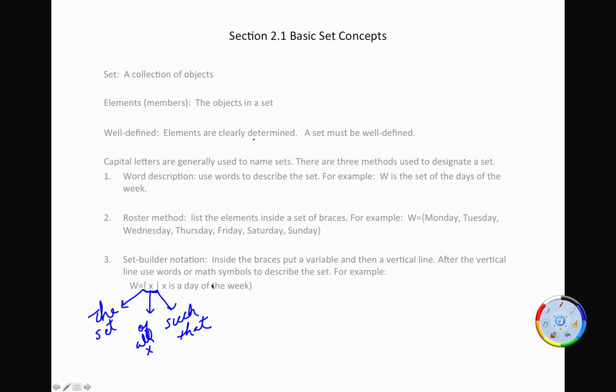And then we either use a description in English or mathematically. For example, I could say the set of all x such that x is an element of the natural numbers and x is less than 3. So using math notation or English, either way works to describe the set.